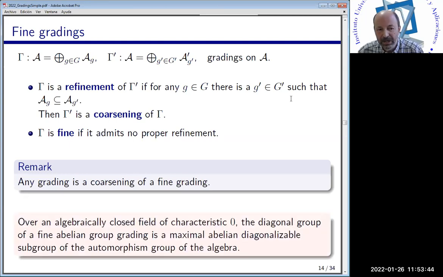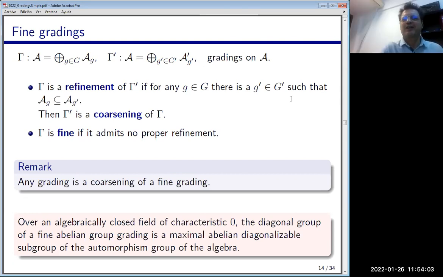But anyway, over an algebraically closed field of characteristic 0, the diagonal group of any fine grading by an abelian group is always a maximal abelian diagonalizable subgroup of the group of automorphisms of the algebra. So it is a quasi-torus of the group of automorphisms.